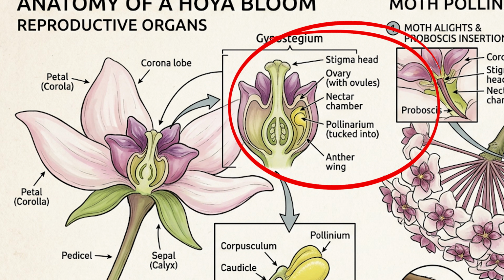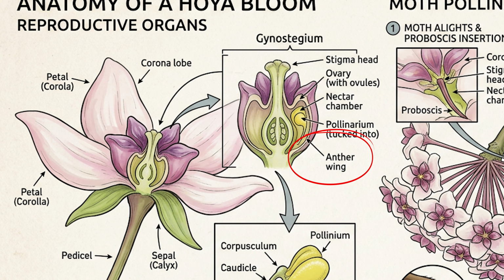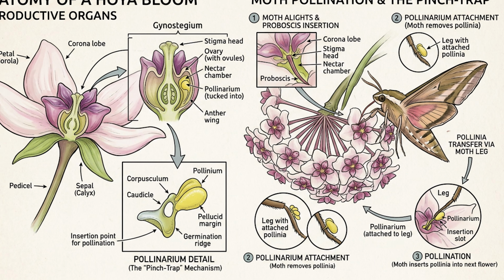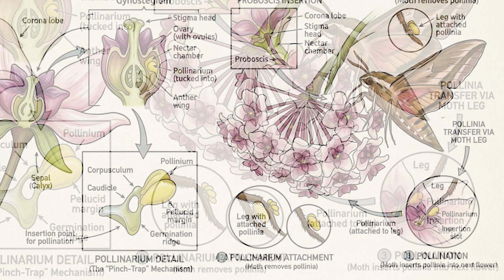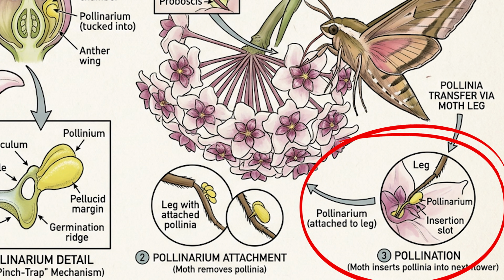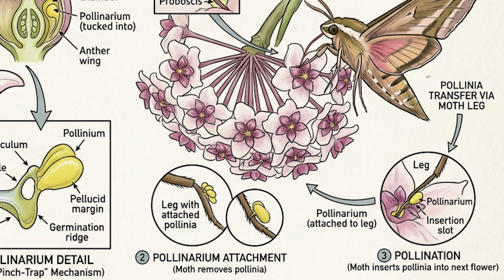Now, when a moth or another pollinator lands on the bloom, its leg slips into the anther wing. This is a tiny slit in the corona. When it pulls its leg out, the saddlebags of that pollinia stick to it. It then flies to another flower and has to clip that pollen into the exact right spot, which is normally either inside that slit or right outside it. It's so specialized that it's a miracle we even get seed pods indoors.